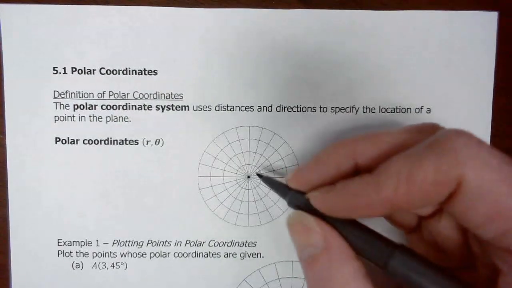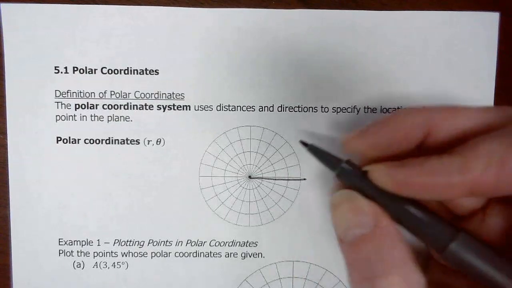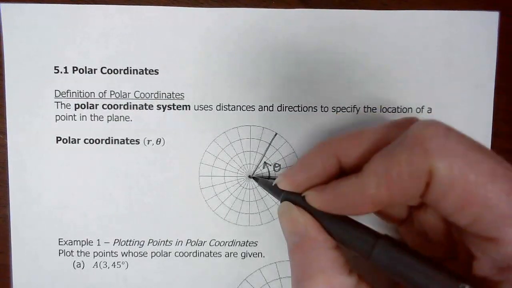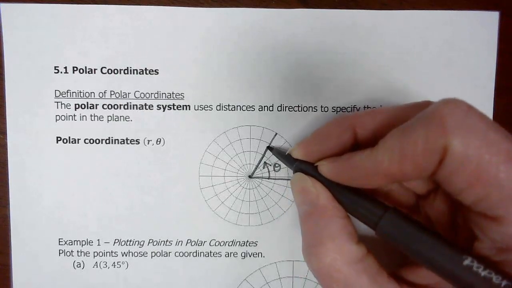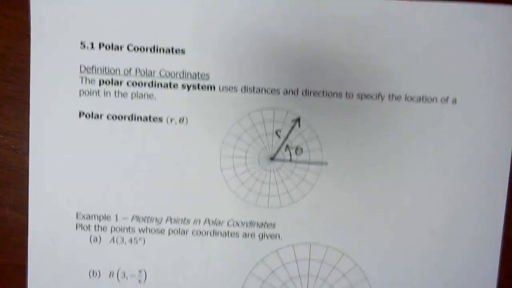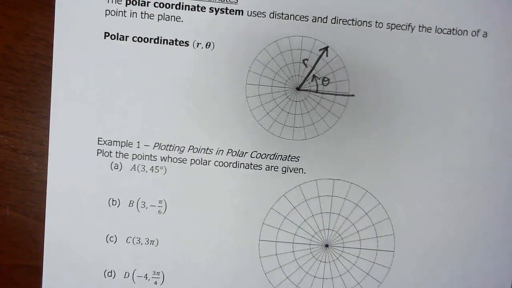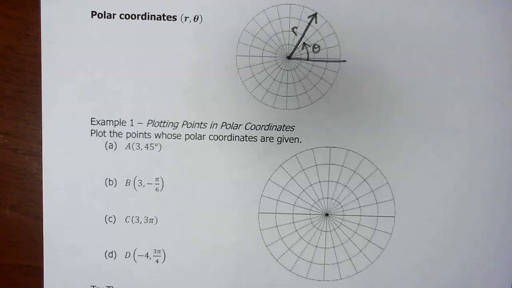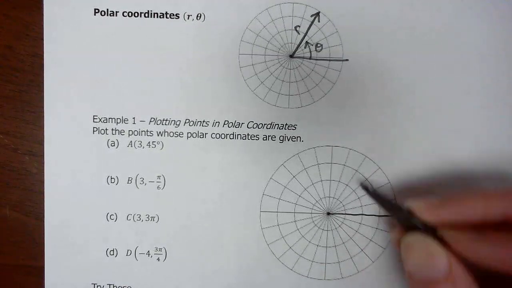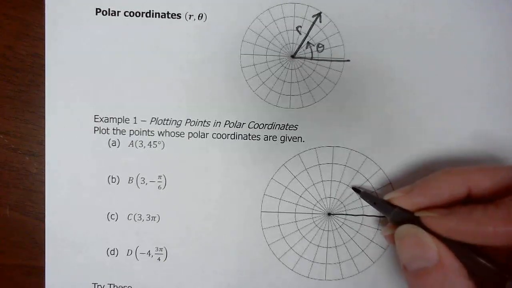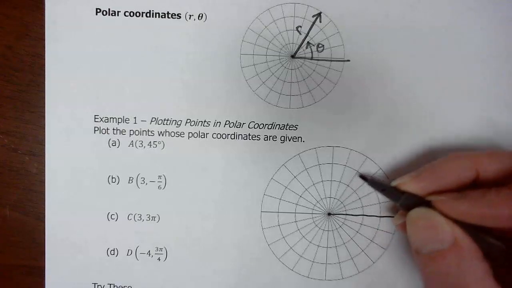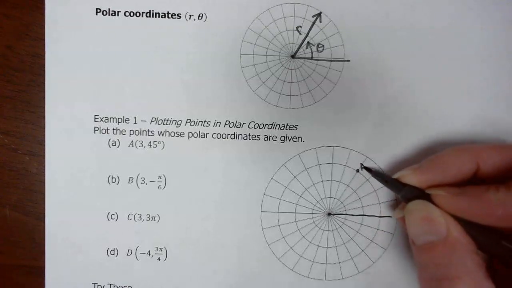So anywhere we go, the angle would be from here to wherever we land. That would be my angle, and the r would give me how far I'm going out from the center. So let's say we're at (3, 45 degrees). Here's 0, and there's 90, so 45 would be here. And 3 means I'm going out 3 steps: 1, 2, 3. So here's point A.